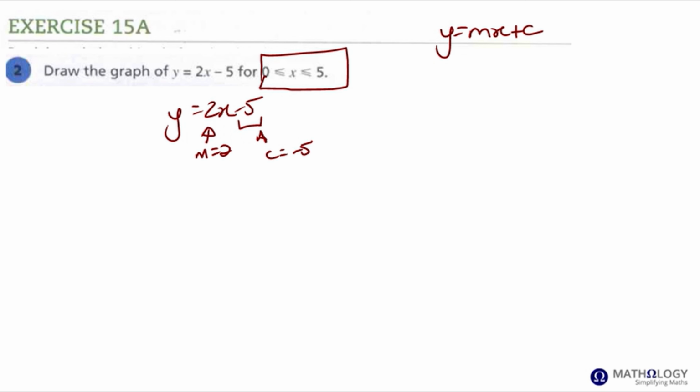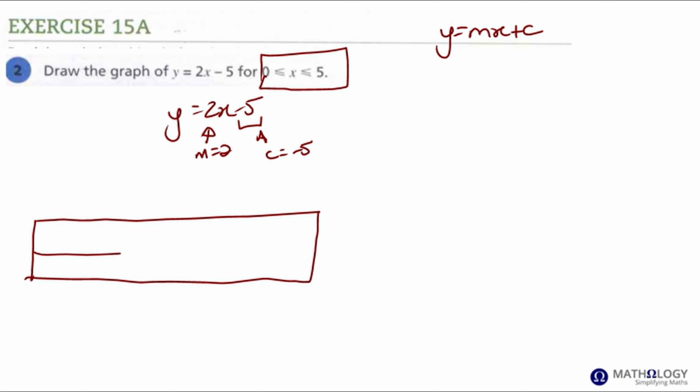So the first thing we're going to do is draw up a table. Obviously, you're going to use a ruler for this. We want the table to be neat. Y equals 2x minus 5. They've given us a range of values for x between 0 and 5. We're going to choose integer values.